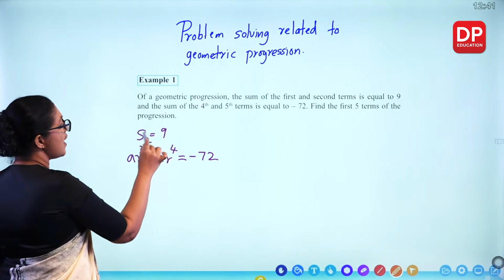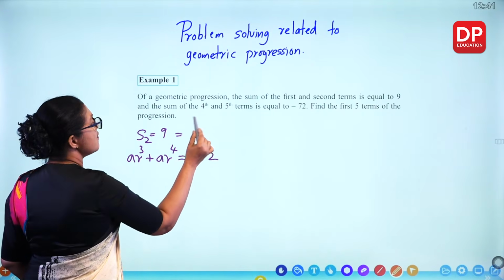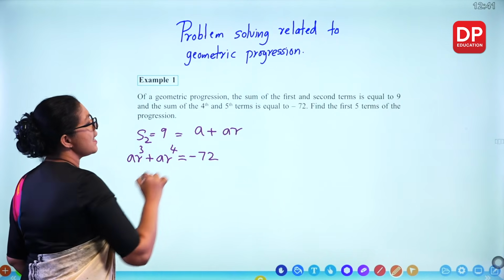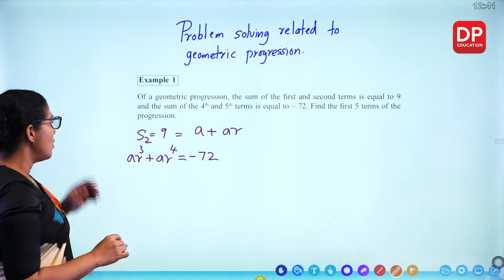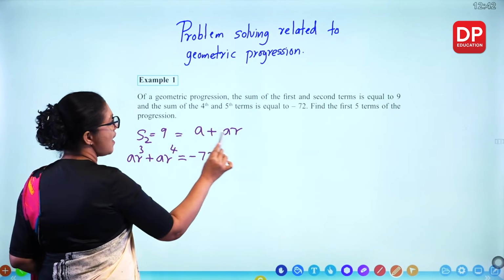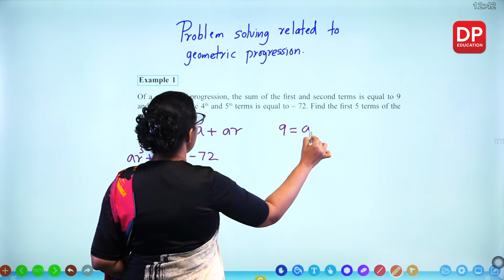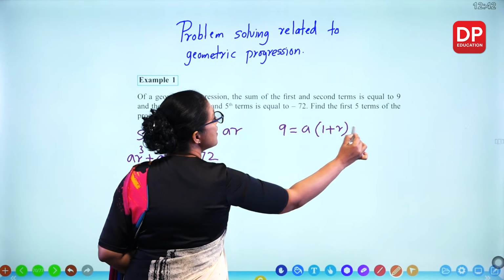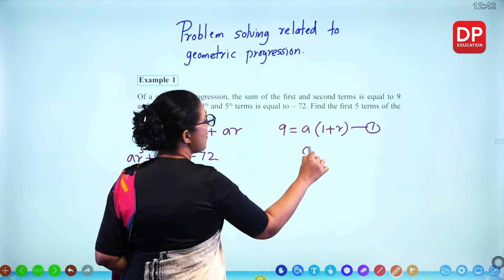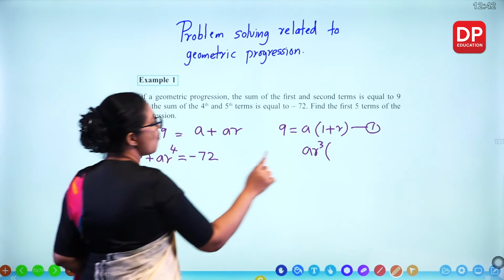Here, without writing S2, again I can take the first term and second term and write down an equation. What's the first term? A. What's the second term? AR. Now, look carefully at these two equations. I can take A out and rewrite this as 9 is equal to A times 1 plus R. That's my first equation. Now look at this one. I can take out AR to the power 3. When I take out AR to the power 3, it's 1 plus R.